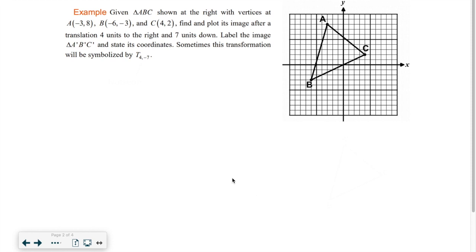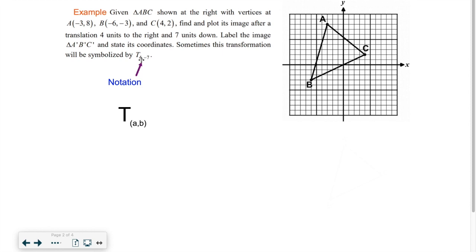Okay, we can also translate using points, okay? Here's the notation for translation when you want to translate in the coordinate plane or outside of the coordinate plane. In general, your notation is going to be capital T and then some sort of coordinates to describe your vector. In this case, it's saying 4, -7.